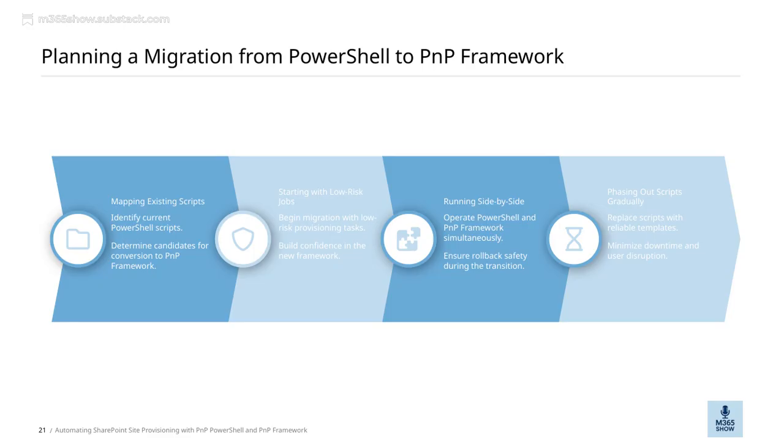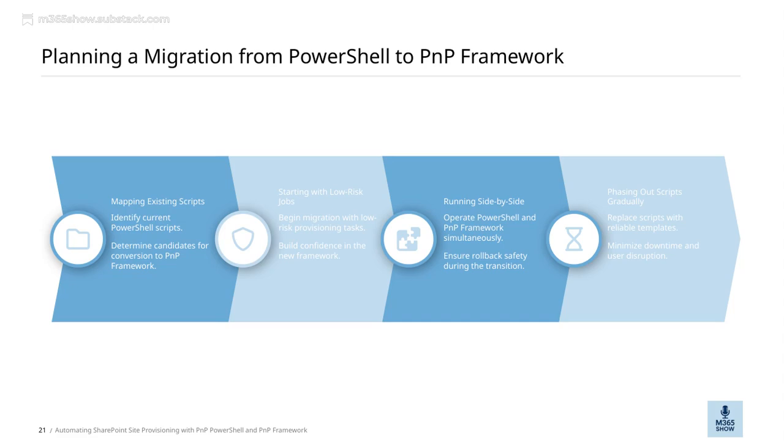When planning a migration from PowerShell to the PnP Framework, one of our main goals is to replace custom scripts with reliable templates. This approach helps us ensure consistency and reduces errors. It's also essential to minimize downtime and avoid disrupting users, so we want this transition to be as smooth as possible. To do that effectively, we'll phase out our scripts gradually, operating PowerShell and the PnP Framework side by side during the transition. This way, we can ensure rollback safety, meaning if something doesn't go as planned, we can quickly revert to the old setup without issues.